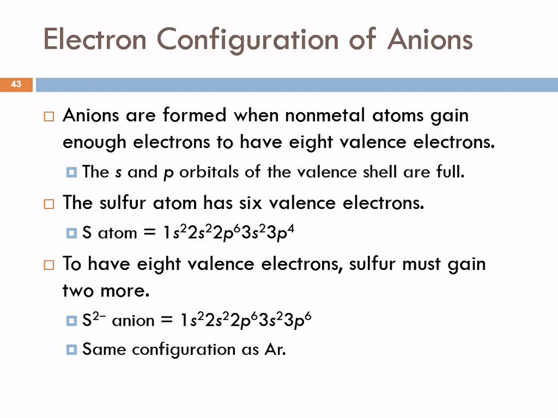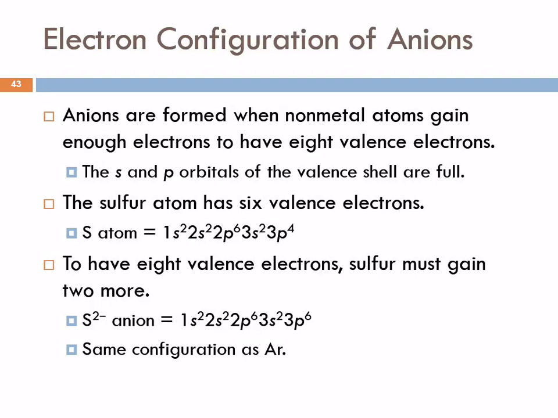If we look at the electron configuration of anions, remember, anions are formed when you gain an electron. It has a negative charge, but that means you got an extra electron. The nonmetals are going to gain enough electrons so that they have 8 valence electrons. 8's like a magic number for elements. 8 valence electrons is what we're shooting for. So when that happens, the s and p orbitals of the valence shell are full.